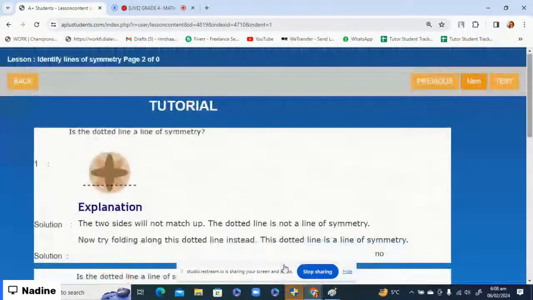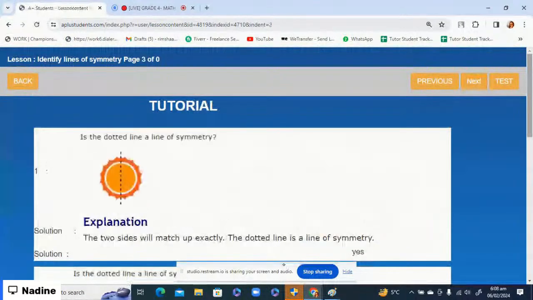So let's do some more questions. Now tell me, is this dotted line a line of symmetry? Anyone? Tell me about this one. Is this dotted line a line of symmetry?